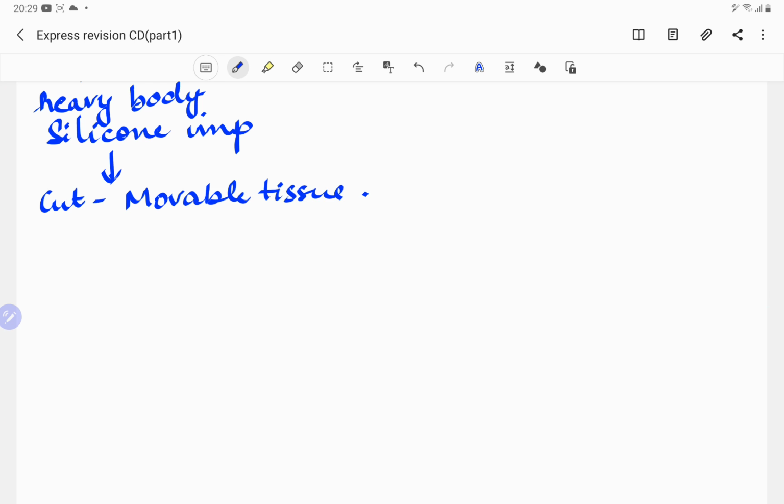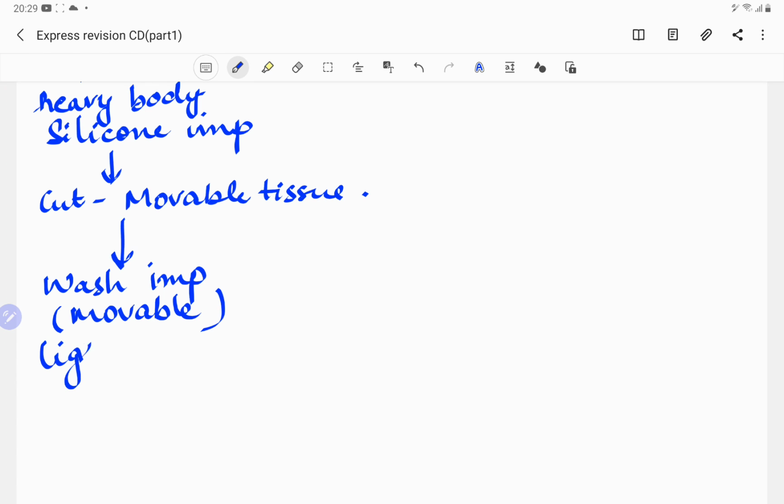Then we take a wash impression of the movable tissues with the light body. This is the same way we take a dual impression in the case of FPD, right? First the heavy body impression, then scraping off those particular tissues and taking a light body impression. Or you can also use impression plaster.